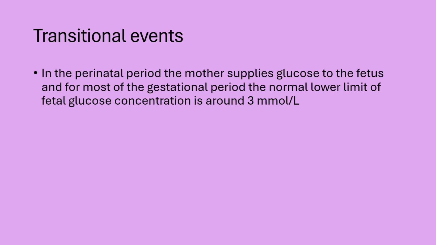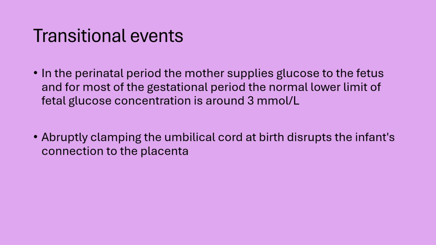So what about transitional events? Well, in the perinatal period, the mother supplies glucose to the fetus, and for most of the gestational period, the normal lower limit of fetal glucose concentration is around 3 millimoles per litre. However, at birth, the umbilical cord is clamped, and this disrupts the infant's connection to the placenta. This means it's no longer supplied with glucose.